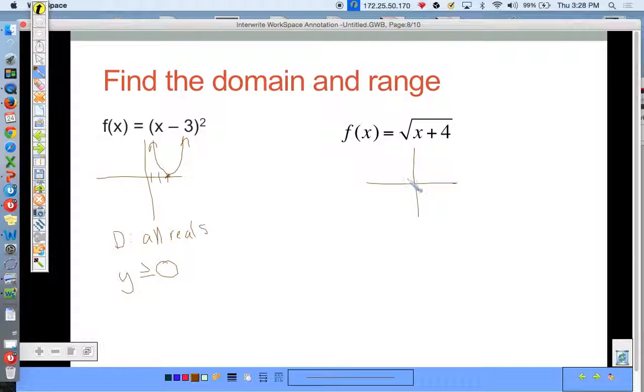And if we were to graph this one, we'd find it would look like this, our square root function, but moved to the left 4. So our domain, we don't have any x values until negative 4. So x has to be greater than or equal to negative 4. In our range, we don't have any negative y values, so y is greater than or equal to 0.